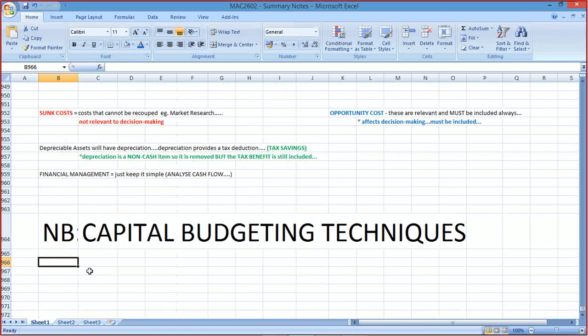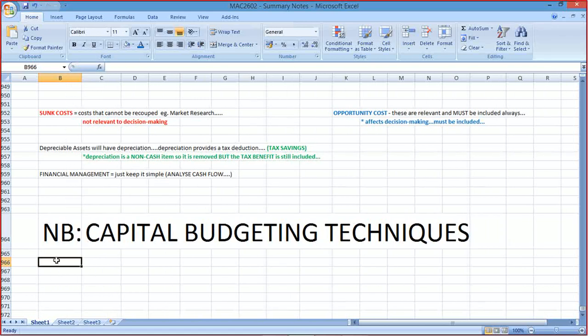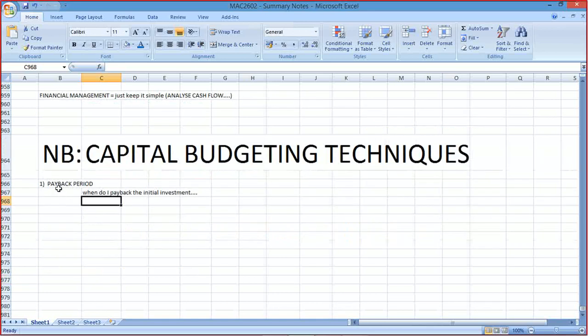Number one, payback period. Payback period is easy. When do I pay back the initial investment? You've covered this before in DSC, it's more revision than anything else. Just to recap, payback period is looking at this: time 0, INV. Then you've got time 1, time 2, time 3, time 4, and so on.